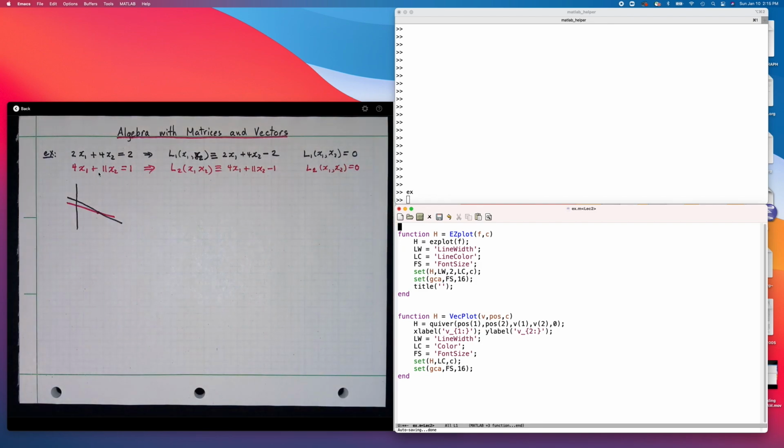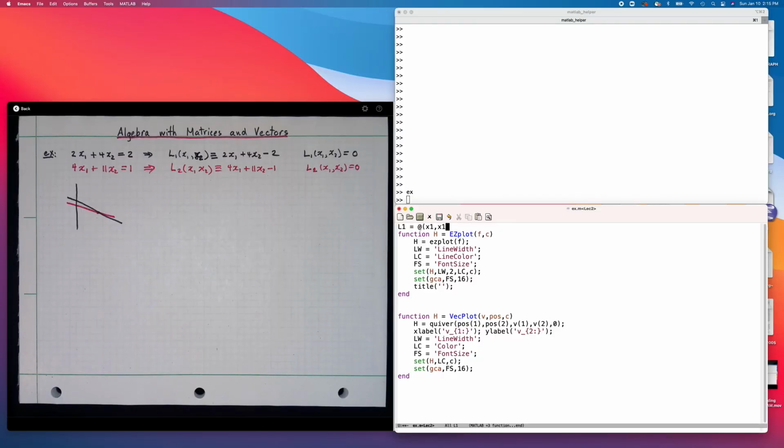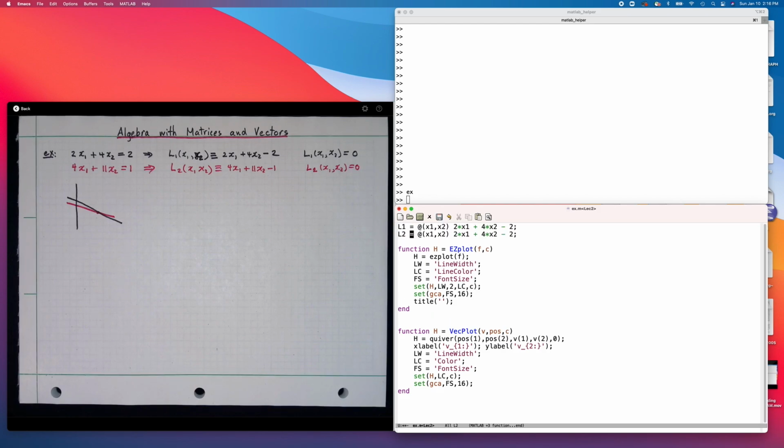So I'm going to define these two functions over here using inline functions in Matlab. L1 is going to be an inline function of x1 and x2, and we define it as 2 times x1 plus 4 times x2 minus 2. Let me put some spaces so we can see. And then L2 is 4 times x1 plus 11 times x2 minus 1.